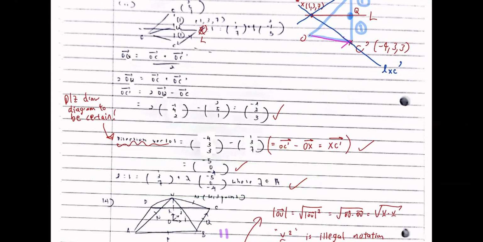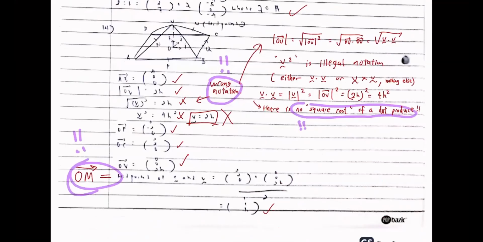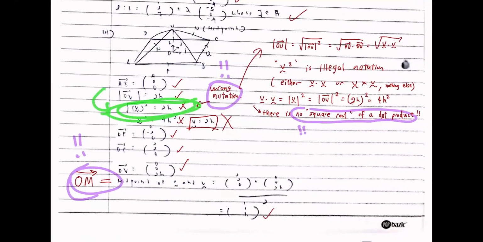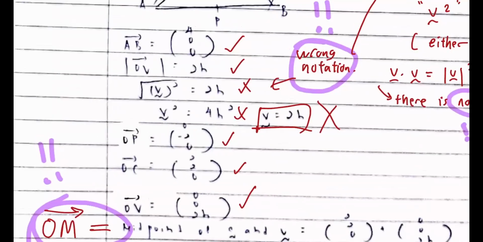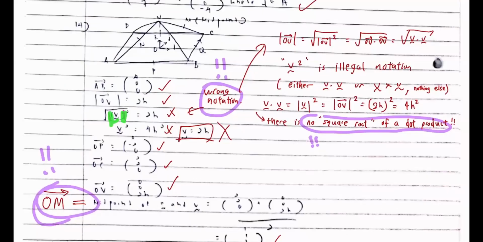Okay, let's move on. Question 14. There is no square root of a dot product. We talked about it already. Yeah, same mistake. Midpoint is not accurate. It's position vector OM over position vector ON. Oh, wrong notation again. There's a missing modulus; it should be modulus here. Illegal notation. There is no square of a vector, only dot product or cross product, nothing else. No square root of a dot product as well.